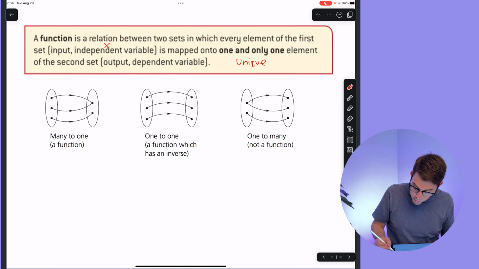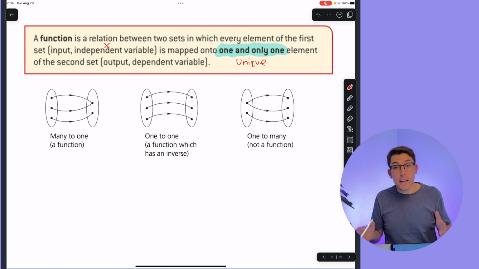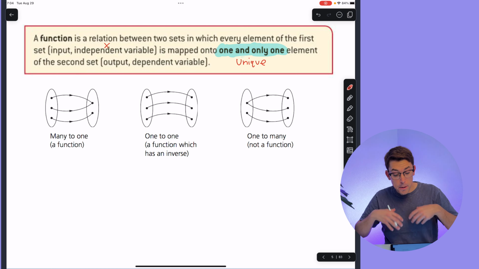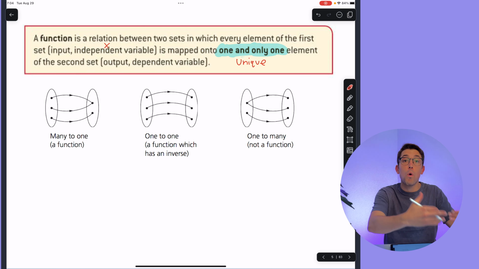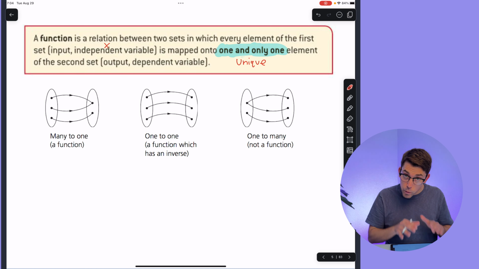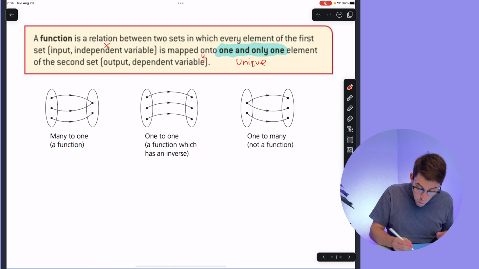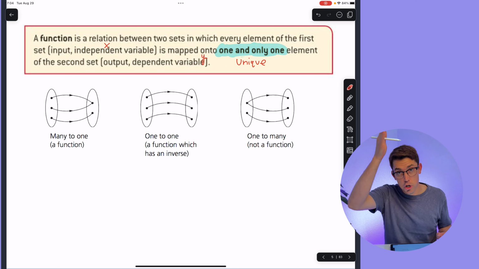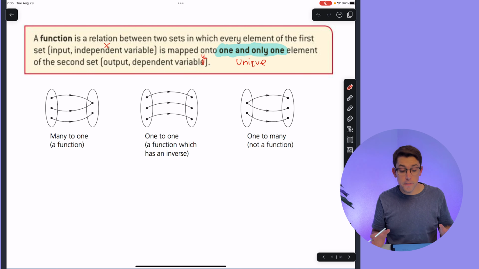So one and only one is quite important. Element of the second set, which is going to be our output, which is going to be our dependent variable because it depends on what we put into the function. And again, for our purposes right now, you can think of this as the y coordinate, how this is going to change vertically. So a good example of this is a many to one function, okay?